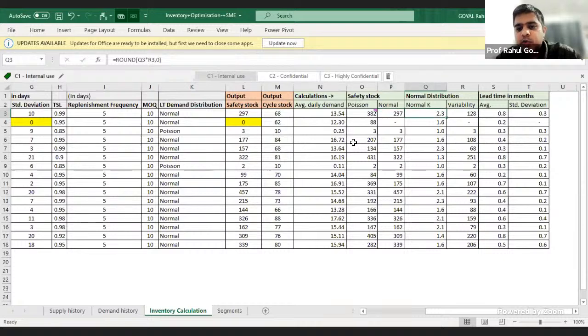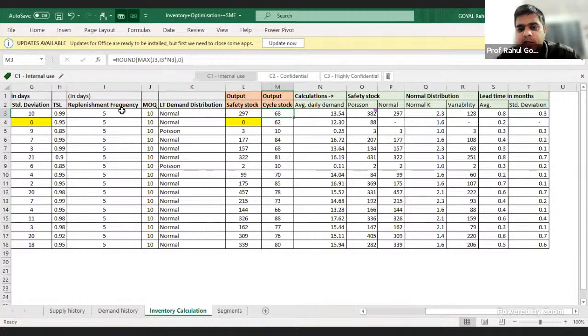So this is Q3 into R3. So this is the Z score, right? Which is norms of the service commitment, which is 99% in this case. And we have access to lead time variability and demand variability. So we get a safety stock. If we look at cycle stock, which is interesting here, it is max of J3. So what is J3? Minimum order quantity. And I3 into N3. What is I3?